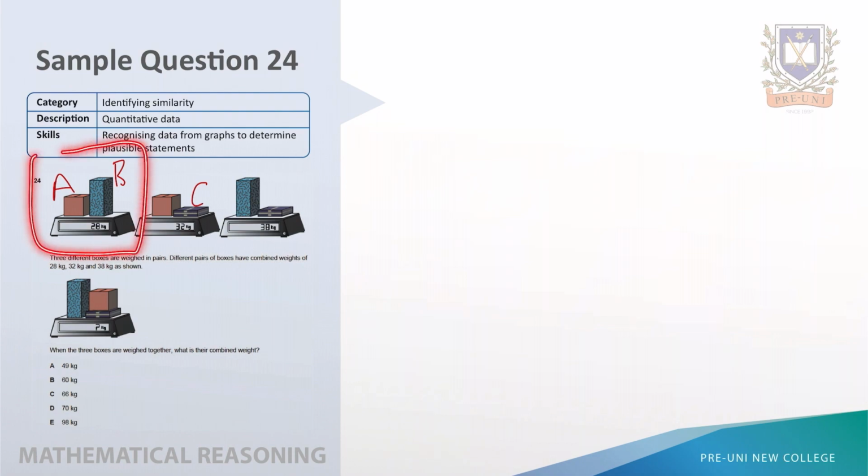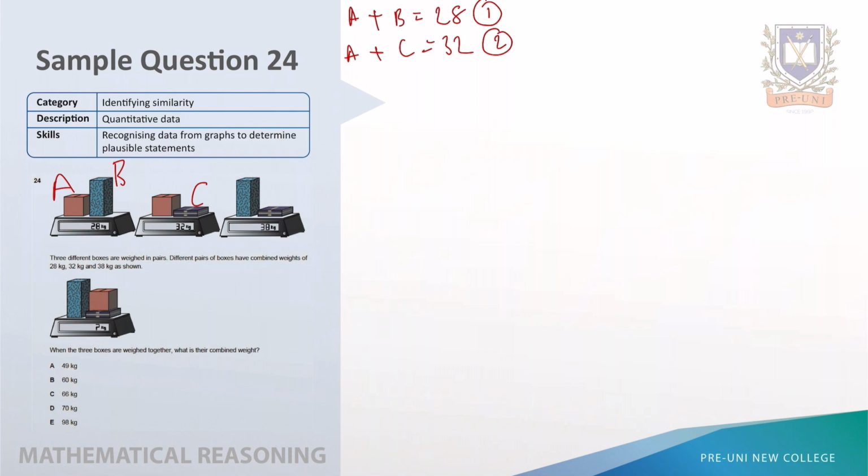So looking at the first scale here, we can write out box A plus B is 28 kilos. So that's our first equation. Second one here, we have box A plus C, which is 32, and that's our second equation. And then we have our third scale, we have box B and C, which is 38. And that's our third equation. The next step, we can use these equations together to figure out our values of the boxes.